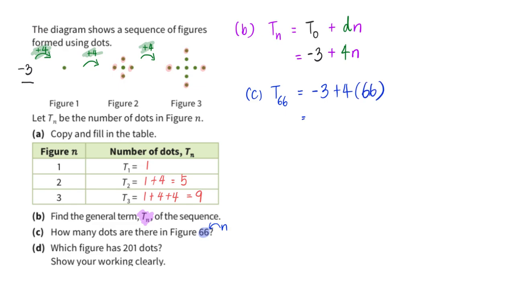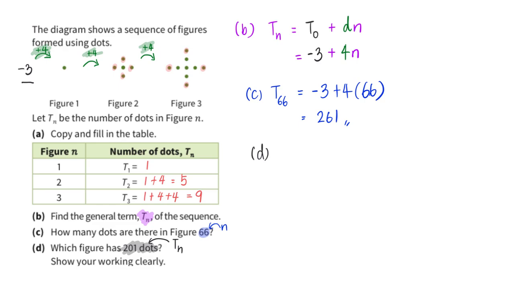And with that, all you have to do is just use your calculator. You should get 261. And for the last question, which figure has 201 dots? Oh, this is important. They're actually telling us the number of dots, meaning this is our Tn, and we are supposed to find n.